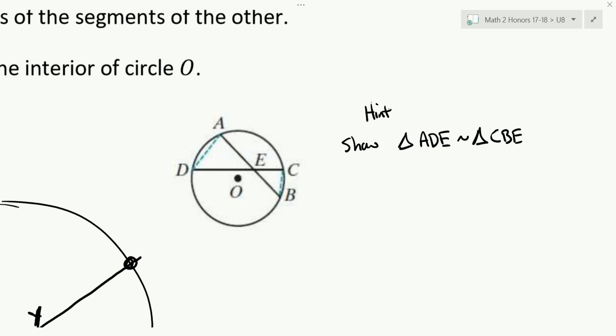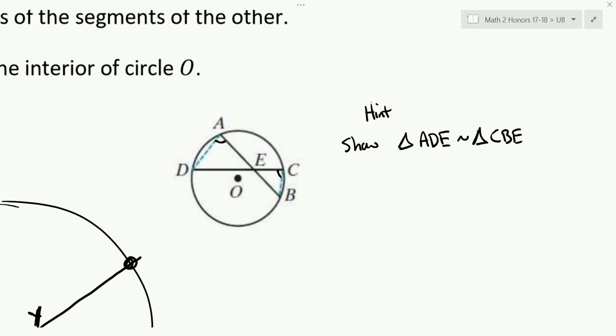Now, let's just talk about it. Can you see an angle congruent to another angle? So this angle has to be congruent to this angle? Why? Yeah, but can you say why it is? We'd have to show the angles congruent before we show the triangles similar.